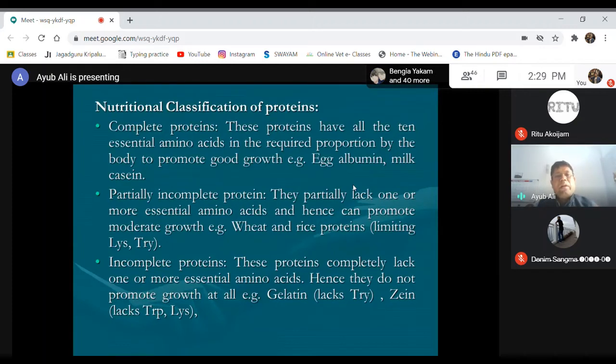Next is the incomplete proteins. These proteins completely lack one or more essential amino acids. So one or more essential amino acids is not present at all in this type of protein. That means they are completely lacking one or two essential amino acids. Hence, they do not promote the growth at all. Example is gelatin, which lacks tyrosine, then zein, which lacks tryptophan and lysine.